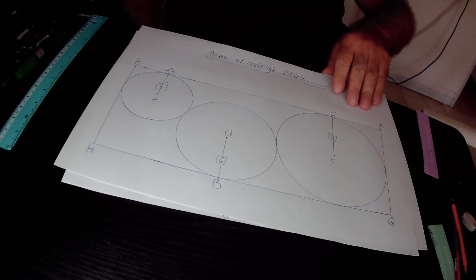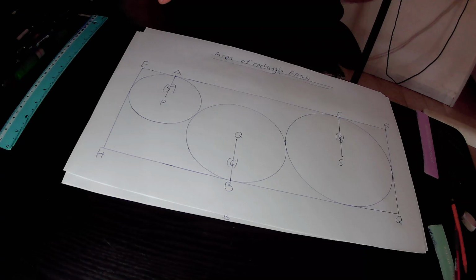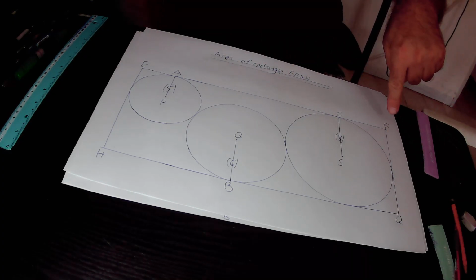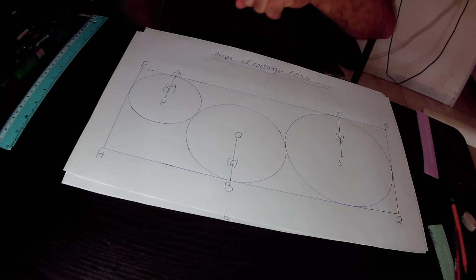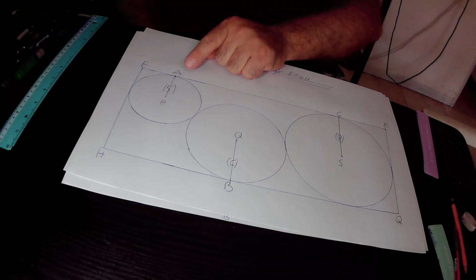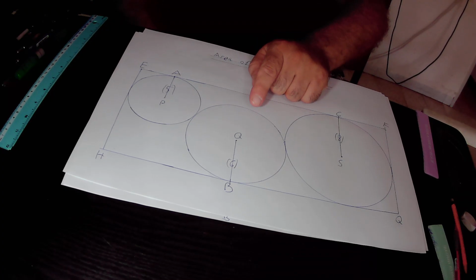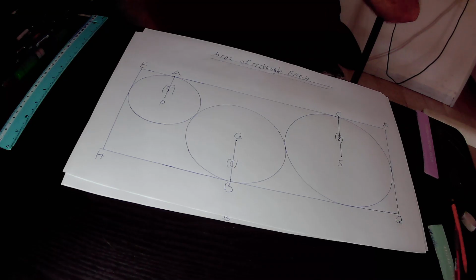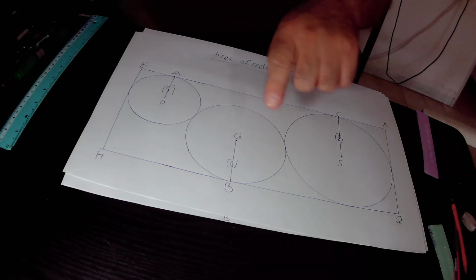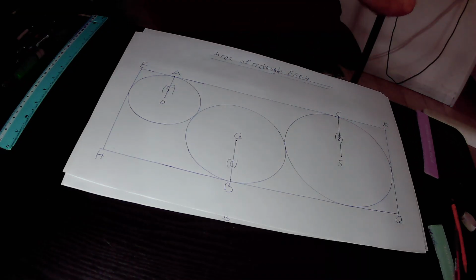In the drawing, we have the big rectangle. This is the big rectangle EHQF. Inside this big rectangle, we have three circles. The radius of this small circle is equal to 5 units in its length. The radius of this medium circle equals 6 units in its length. And the radius of this big circle equals 8 units in its length. Again, our task was to find out the area of this big rectangle.